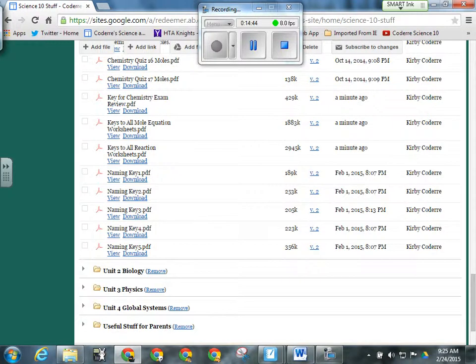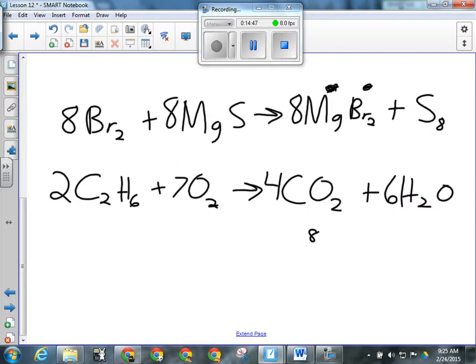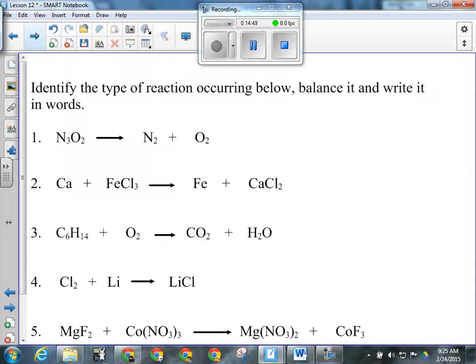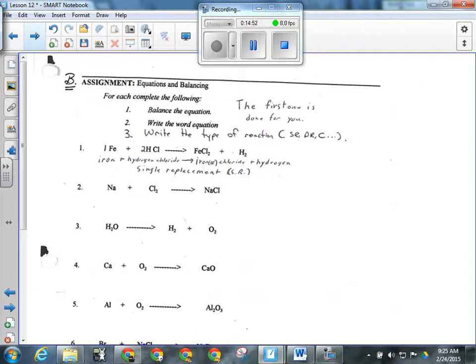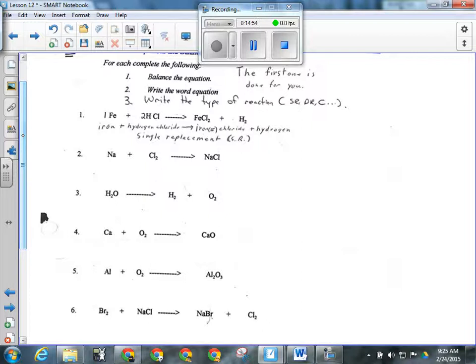Now, talking about what you have in front of you, really quickly here. You have this thing right here in front of you. The first one is done for you, but here's what we're looking for, basically what we did yesterday. Balance the equation. Write the word equation, so essentially name everything that's in the reaction. You can see here I've written iron plus hydrogen chloride gives iron 2 chloride plus hydrogen. And identify the reaction type. Because there's an element reacting with an ionic compound, this is a single replacement reaction. So that's what you do for each one.